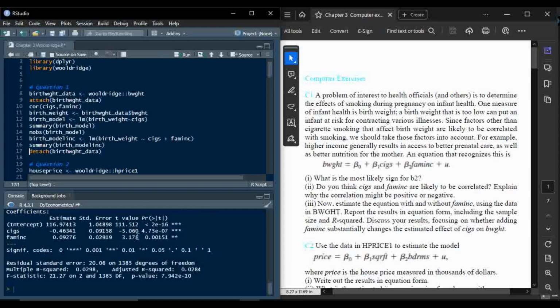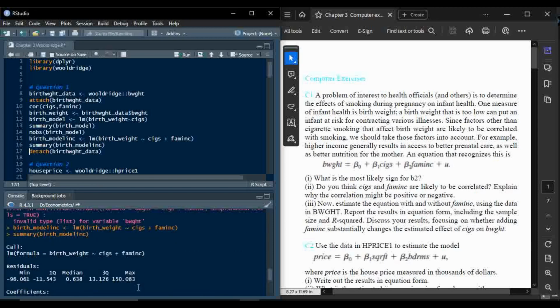Here the intercept is 116.97, the coefficient on cigarettes is minus 0.46, the coefficient on family income is 0.092, and the R squared value is 0.029, which is almost equal to 0.03, and the observations remain the same. Okay, now what do you infer from these results? What happened after adding family income to the above model?